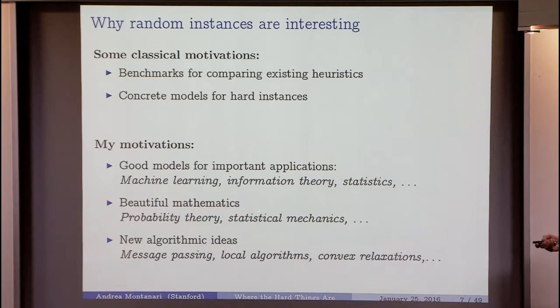and so we should take them seriously. Second, something that has emerged quite clearly over the last 10 years, there is some beautiful mathematics in the theory of random instances that involves probability theory and statistical mechanics. And third, by analyzing random instances, people have come up with nice algorithmic ideas. One that we'll talk about a bit is message passing algorithms, local algorithms. There has been a lot of work on convex relaxation on all sorts of random instances, and it has given a lot of insight.